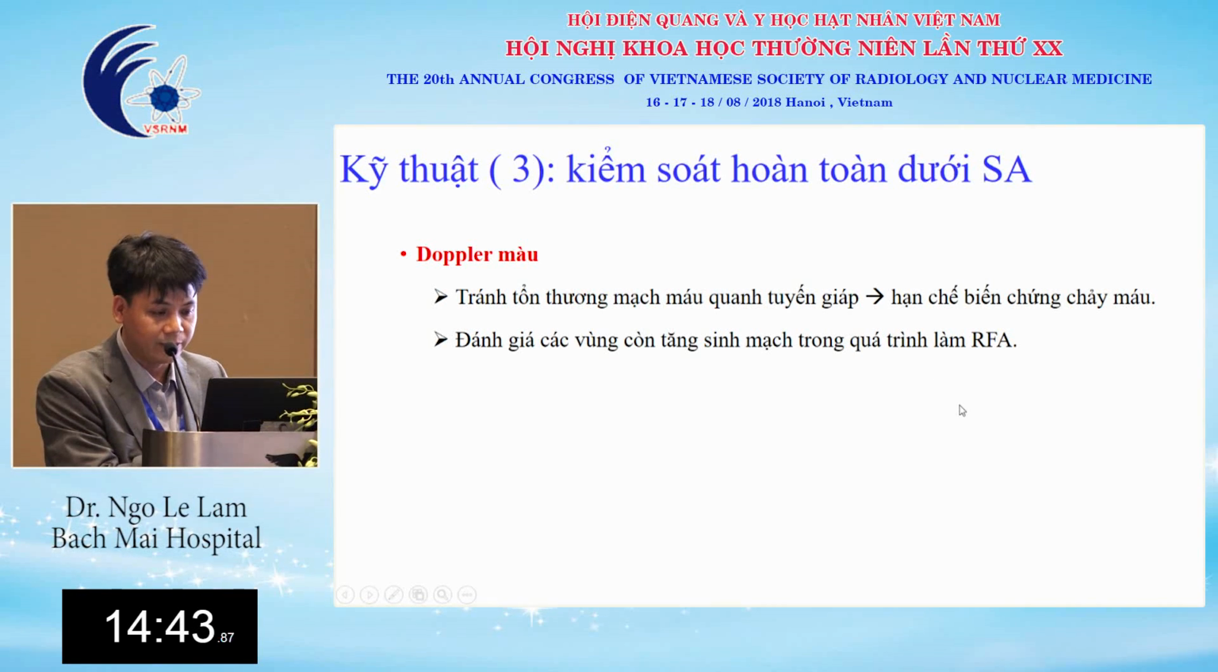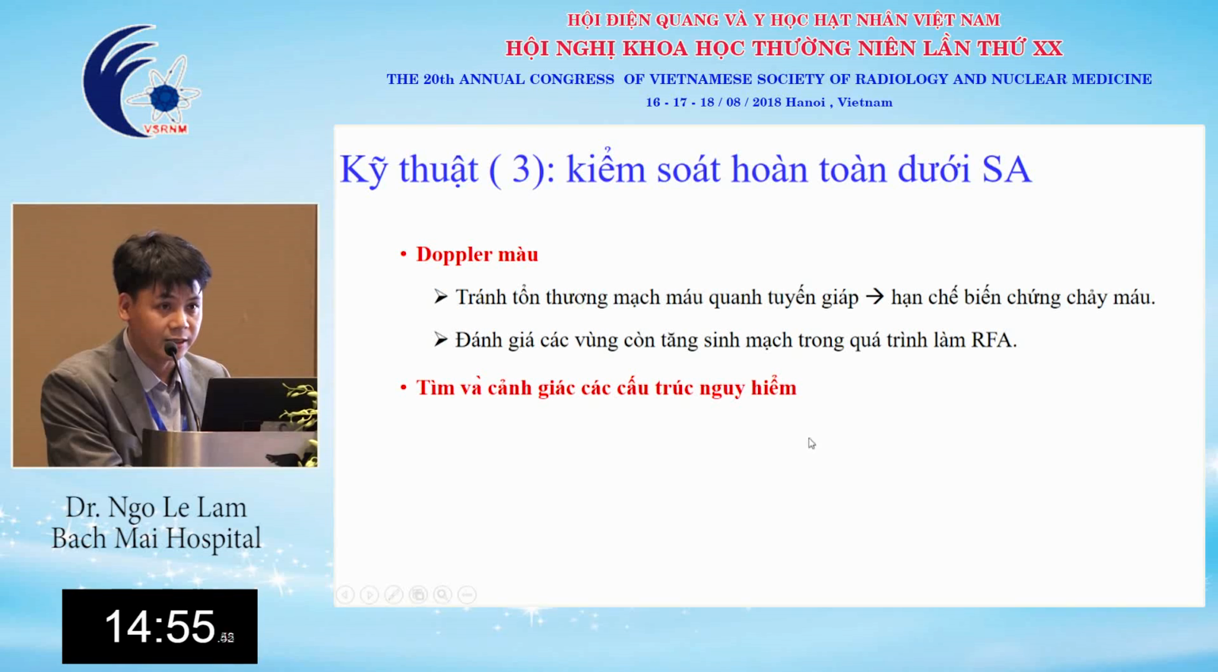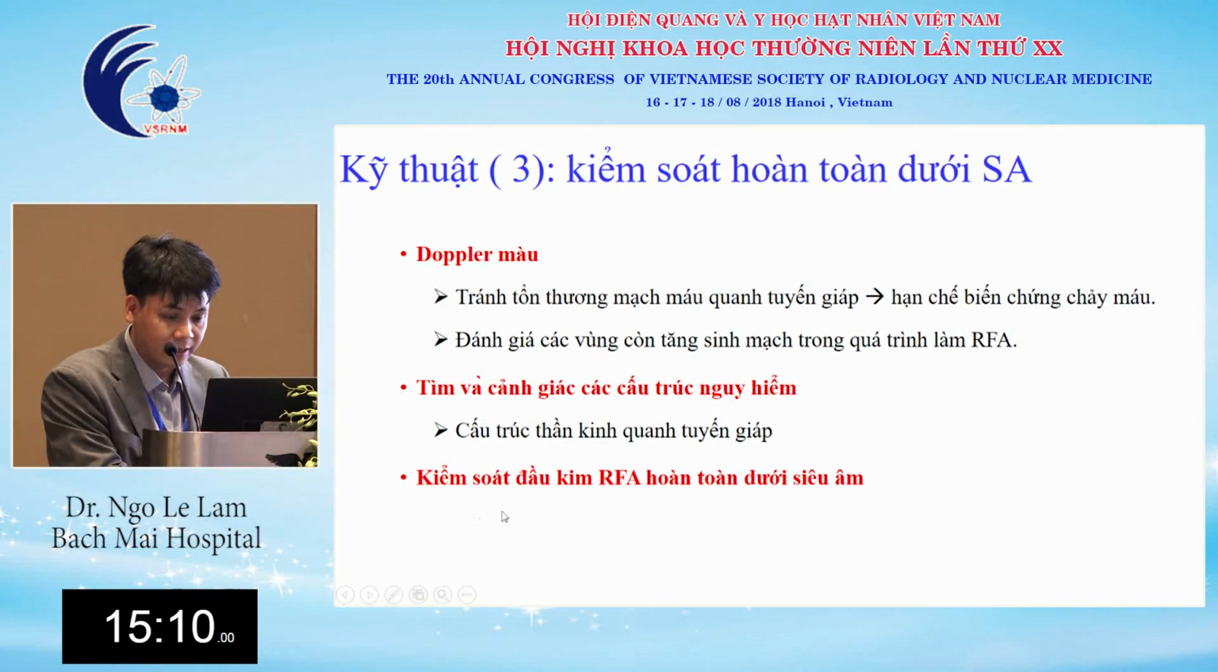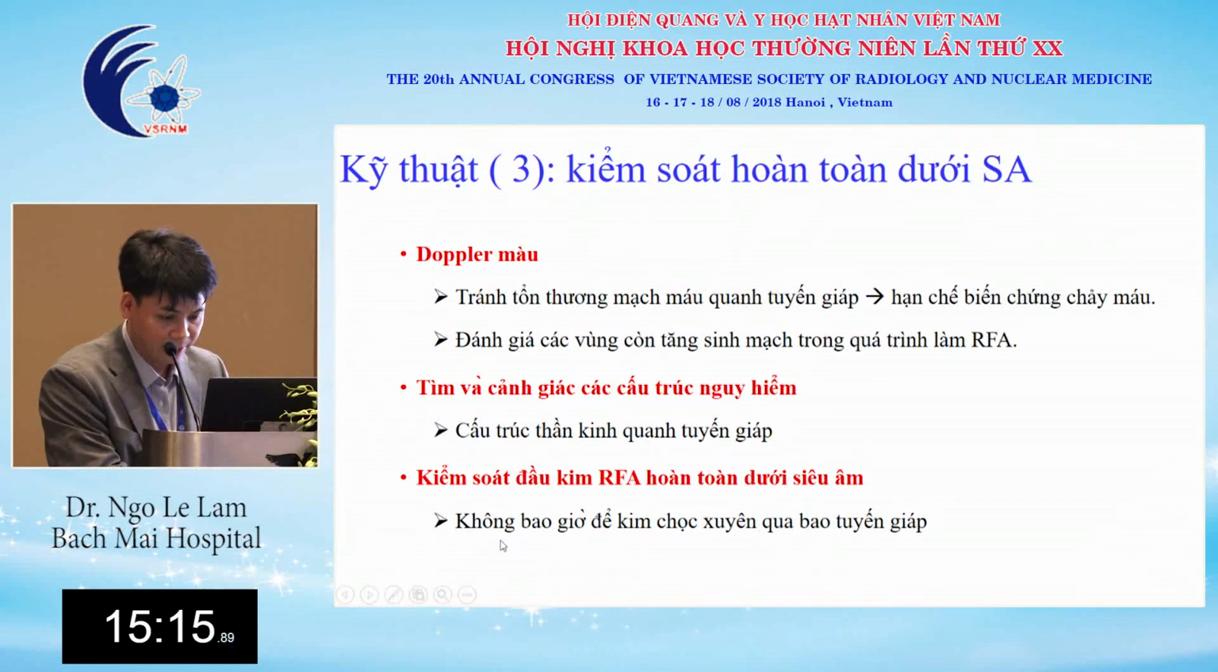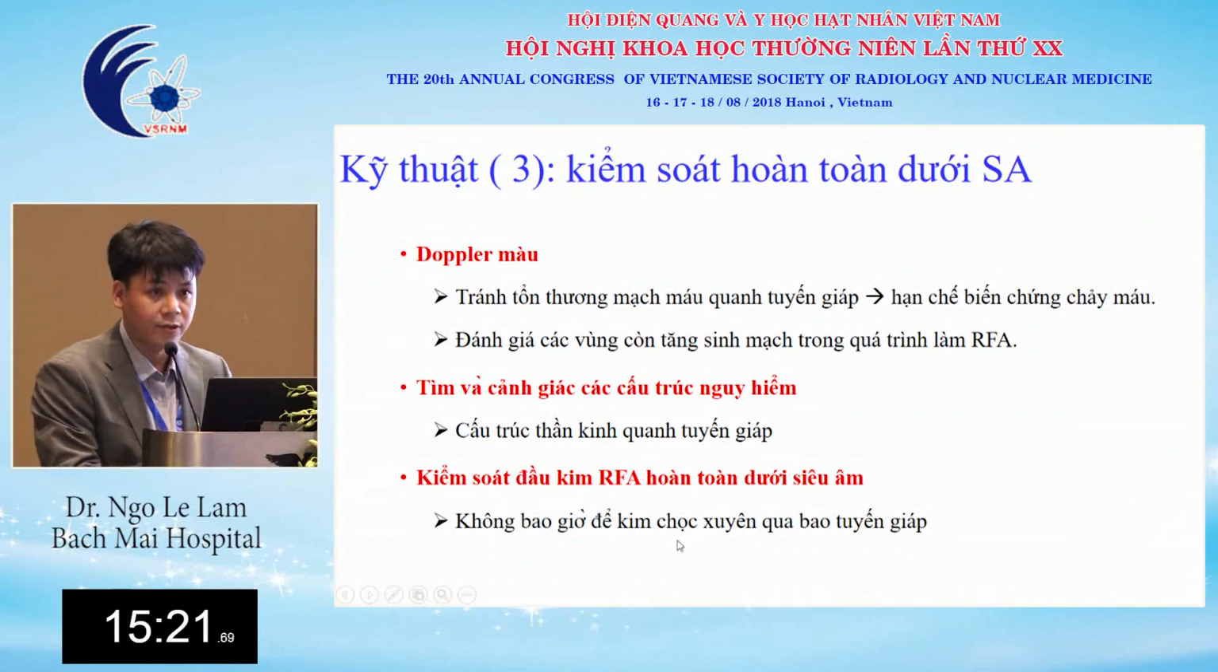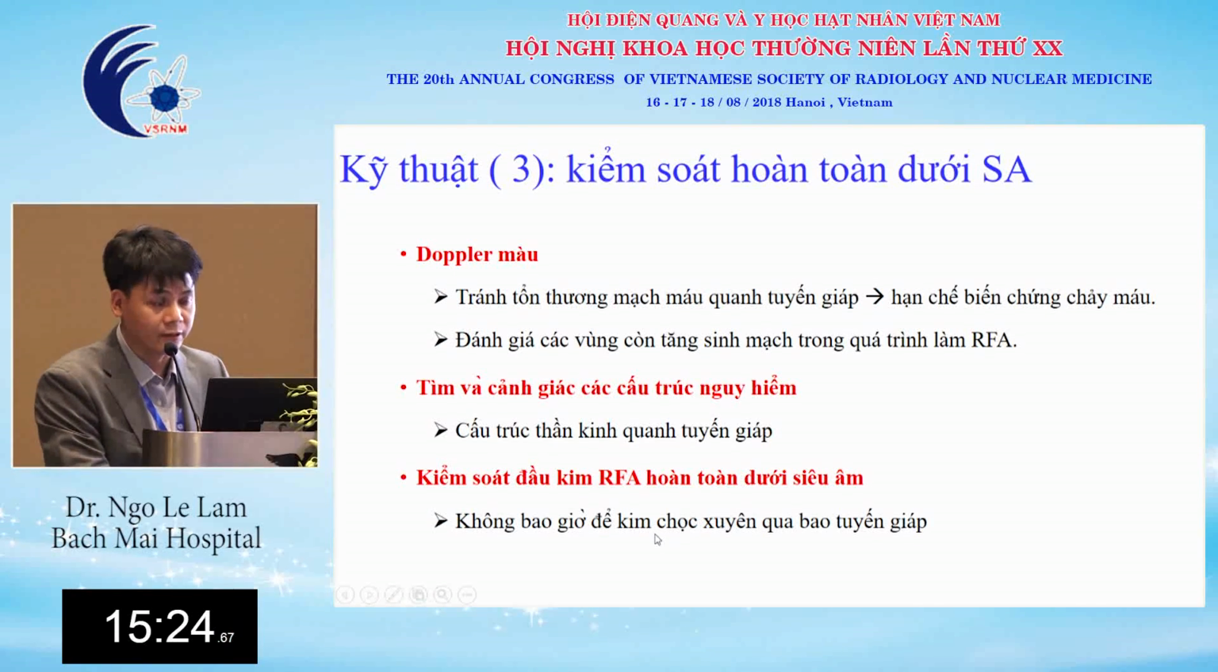And then after doing IFA, we can see whether we already burned the tissue, because at that time the air bubble may make it difficult to see the vessel. On ultrasound, we have to find and beware of some dangerous structures like the sympathetic nerve. So we have to avoid it during the IFA procedure. We have to see where and what we have burned. Never let the needle go through the thyroid capsule.